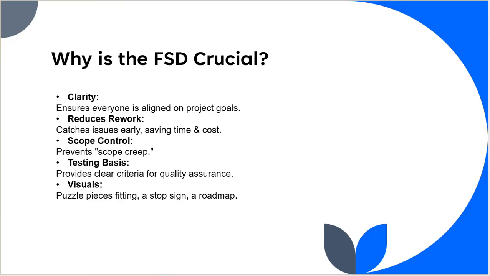The scope creep: it prevents scope creep. It helps the project manager, the product owner, the scrum master, the business analyst, the business team, and the operations team to stay on track and avoid scope creep. And there is a clear in-scope functionality and out-of-scope functionality. Then the testing basis provides clear criteria for quality assurance. The quality team, testing team, and quality analyst should write the test cases or the RTM from the functional specification document, based on how the system should functionally work. So that should be there.